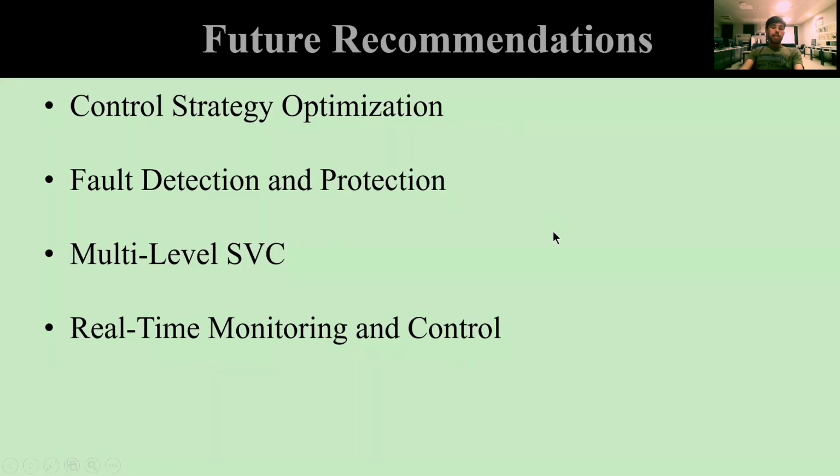The future recommendation for our project is how we can further work on it. We can further work on the control strategy optimization. We can improve its control strategy as we are manually controlling it. It can be controlled automatically or dynamically by using different control strategies like fuzzy control logic, PI controller, or other highly efficient controlling devices.